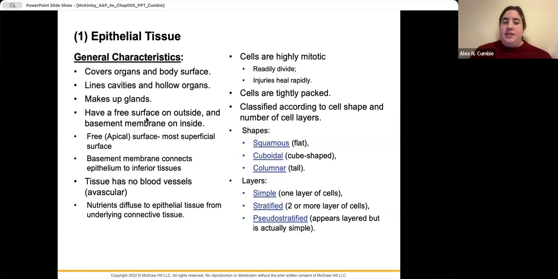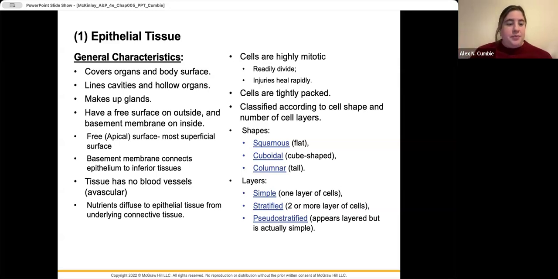More features. When we look at epithelial tissue, the top part, facing the outside, we would call the free surface. And then the bottom part of the tissue, and again, it's going to have cells in between, is called the basement membrane. Basement being the bottom of the house, the free surface being the top, right? We might call the surface apical as well. This is the most superficial outside surface.